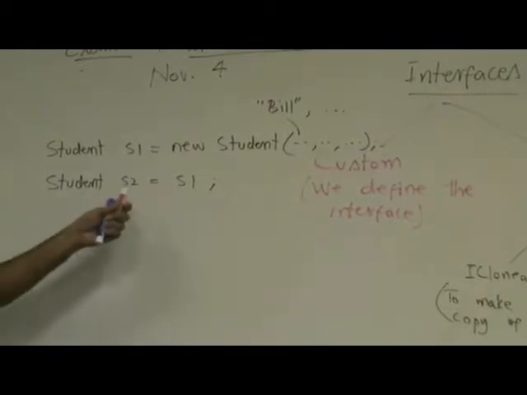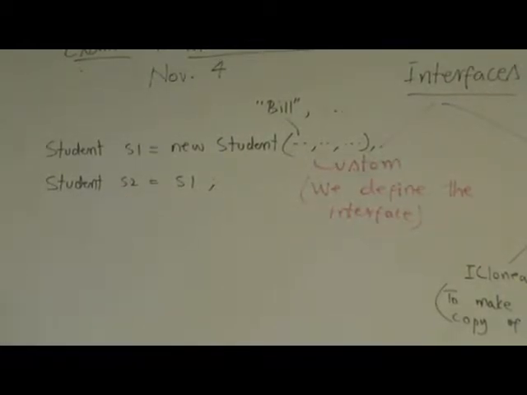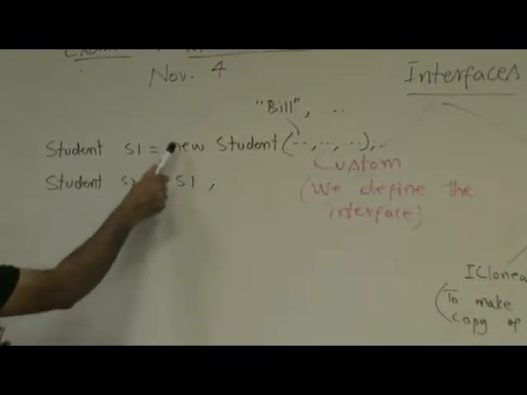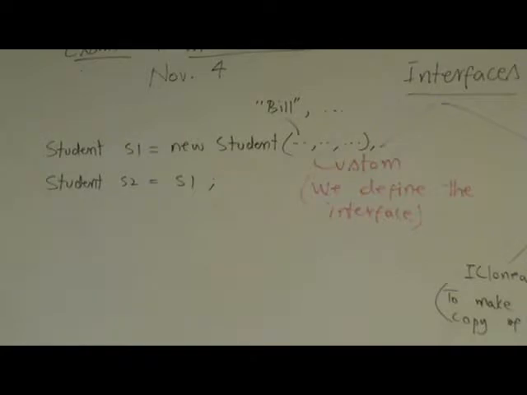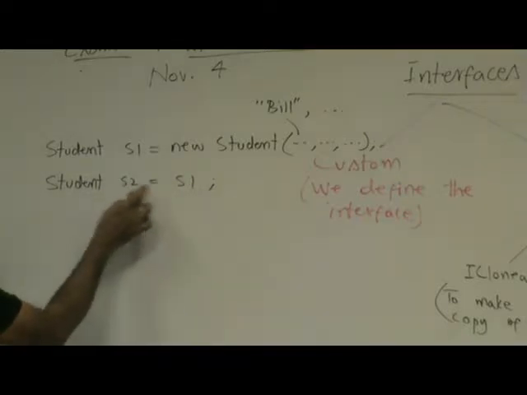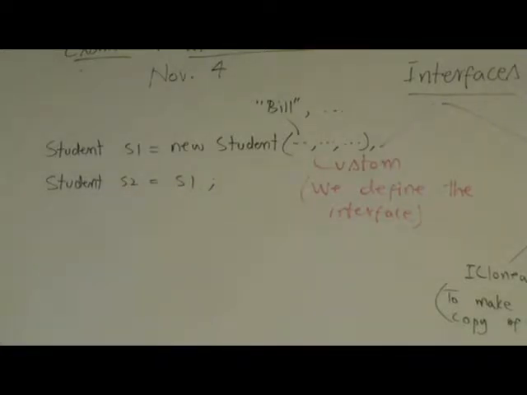So is s2 a completely separate student? Does s2 have the same data as s1, and does it have its separate memory? Okay, the answer is no. Anytime we assign one reference type to another, it points to the same memory.